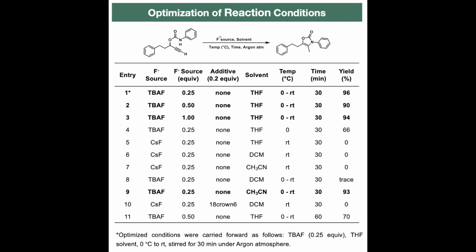We also explored the effects of temperature and reaction time, but found that the ideal conditions were using THF and 0.25 equivalents of TBAF added under an ice bath and then transitioned to room temperature and allowed to stir for 30 minutes under an argon atmosphere. Under these conditions, we obtained the oxazolone in yields as high as 96%. In the future, we intend to explore even lower equivalents of TBAF, such as 0.1 equivalent.